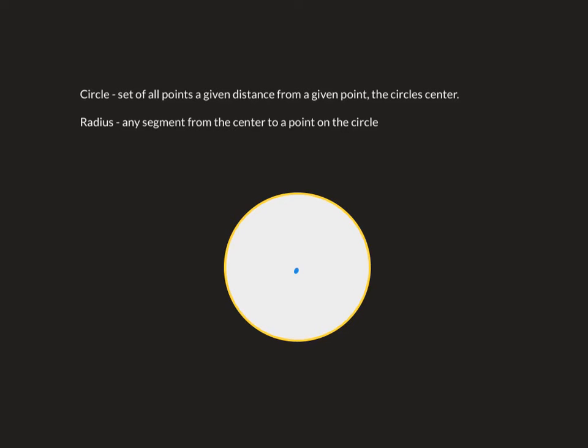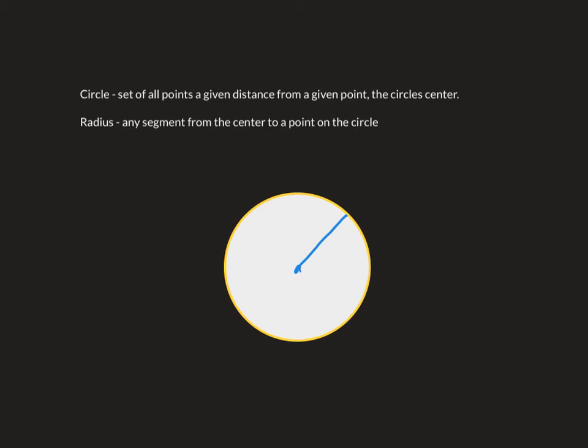And a radius is any segment that's drawn from the center to the edge of the circle. So that would be a radius, right? But I could also draw it here, or there, right? Anything from the middle to the edge of the circle, right? That should be a straight line, but my drawing skills are lacking today. Right, so that's a circle and its radius.